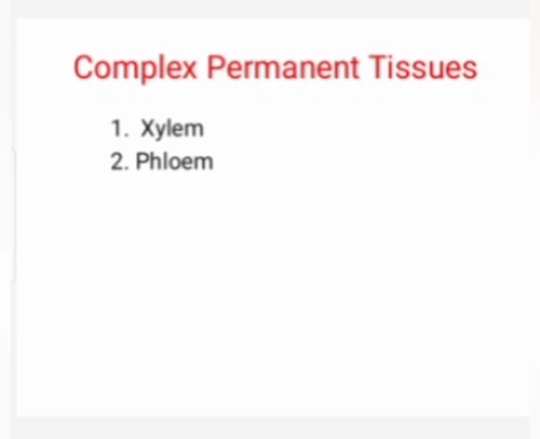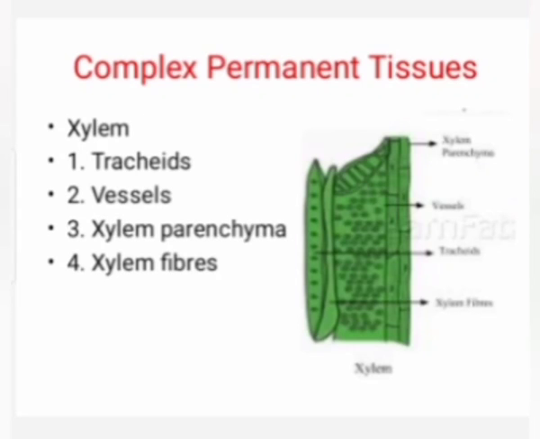Xylem and phloem are the two complex permanent tissues. Xylem and phloem are called vascular tissues, or conducting tissues. Xylem transports water and mineral salts absorbed by the roots to all parts of the plant body, especially to the leaves. Hence it is called a water conducting tissue.